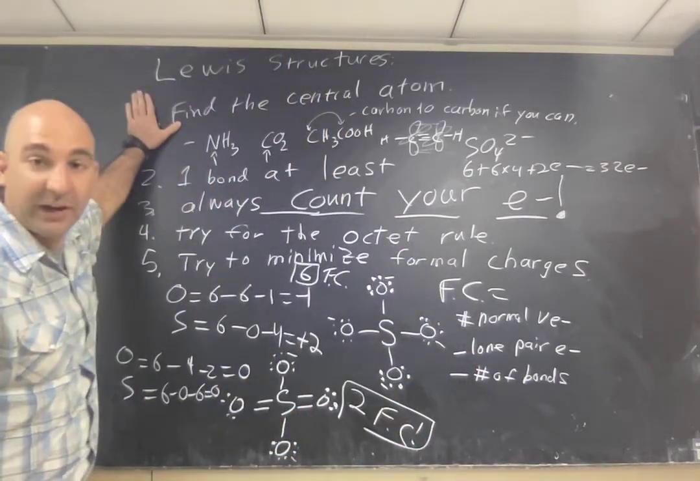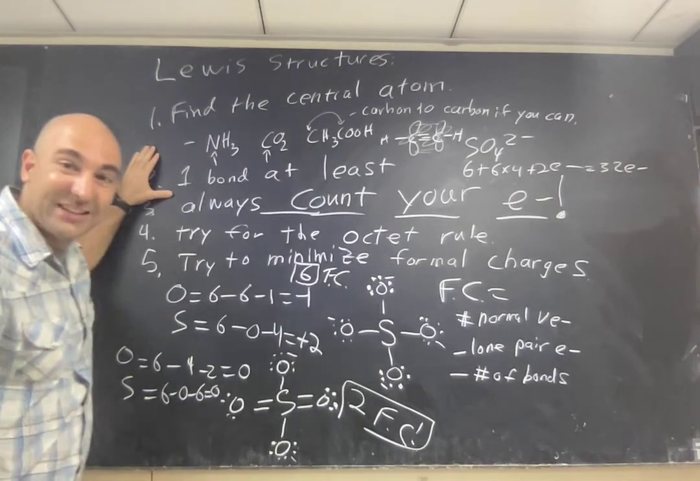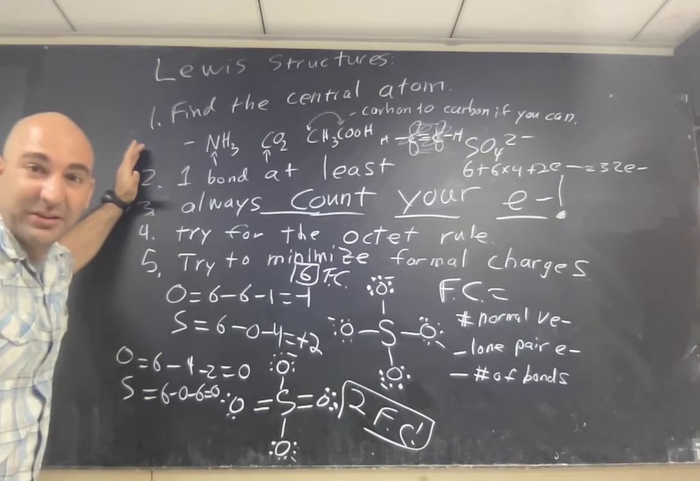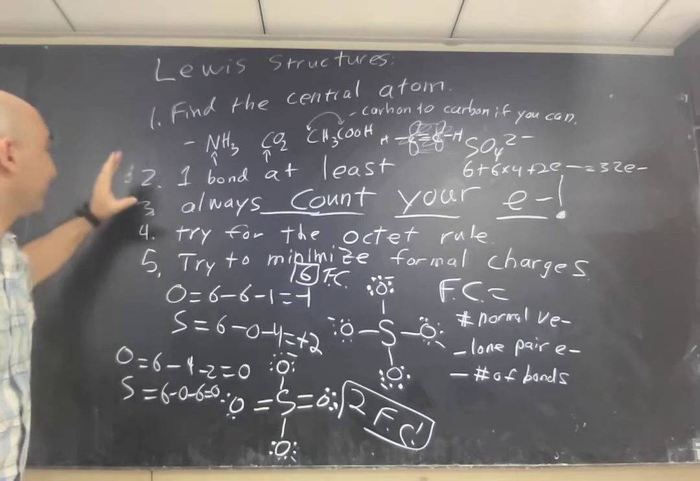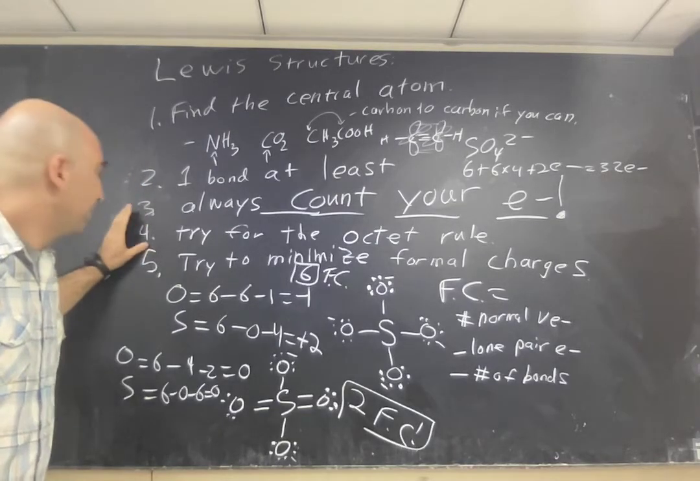There are: 1. Find the central atom. Rule number 2, 1 bond at least. Everything has to have a bond or it's not a Lewis structure. Not a bond, they're not connected to each other, they're not sharing anything. Rule number 3, always count your electrons. Rule number 4, try for the octet rule.